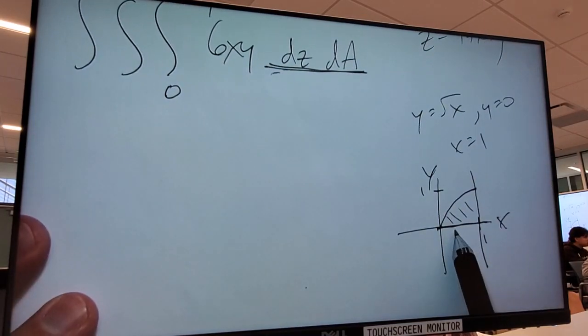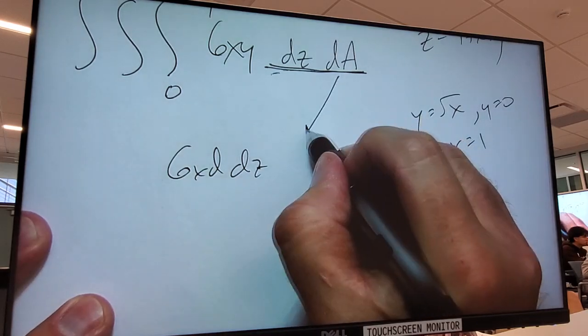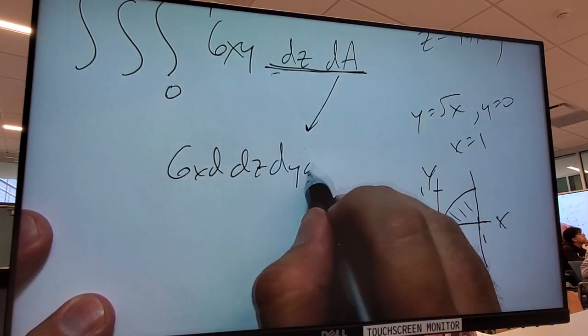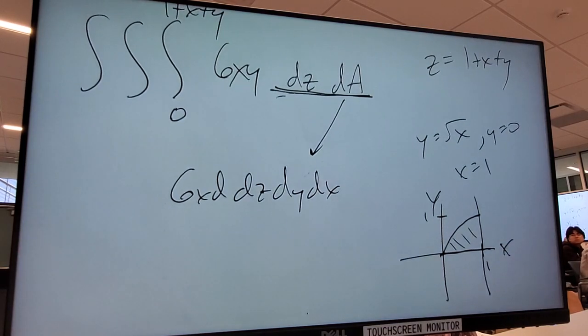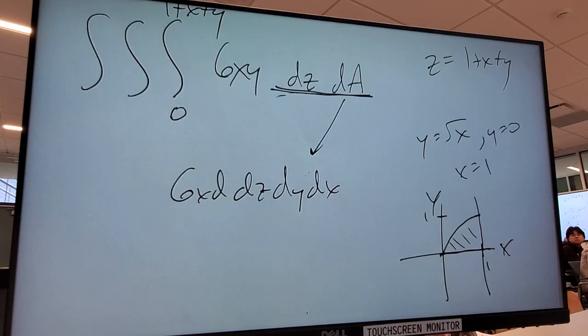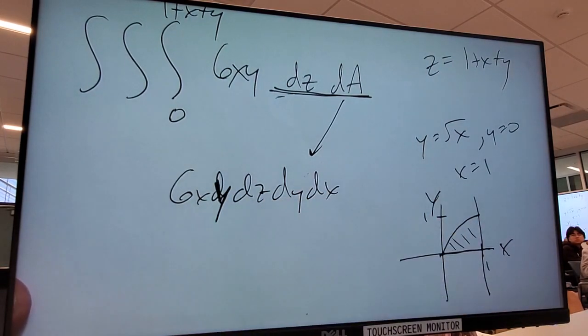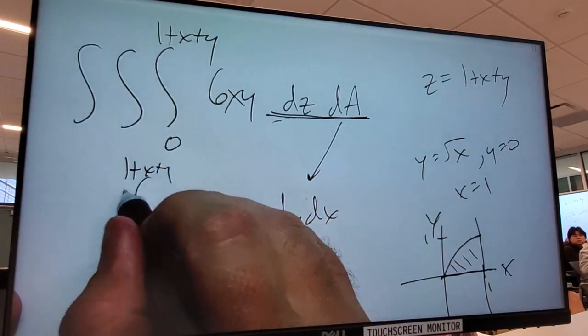So from my picture, tell me, what did we just decide? What do I want dA to be? dy dx? Wait, why is there an extra d after the x? Is that supposed to be y? Oh yeah, it's supposed to be y. Thank you, Zach. Okay. We got this one figured out.